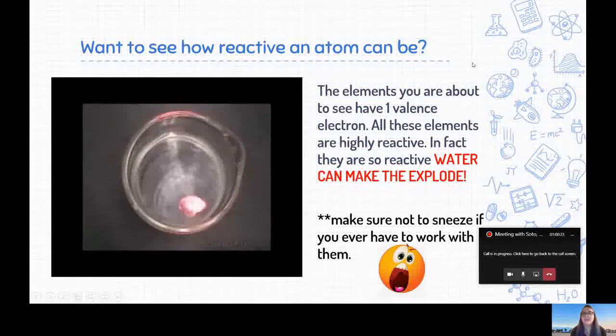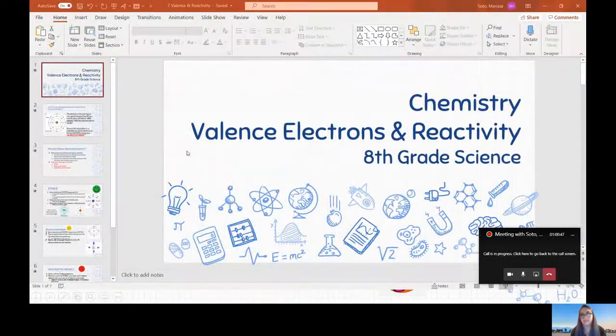Now, the elements you are about to see have 1 valence electron, if you are going to watch this video. And so they are the extremely reactive ones. These are going to explode when you drop them in water. That's how reactive they are. So I'm just going to very briefly play a little part of the clip.